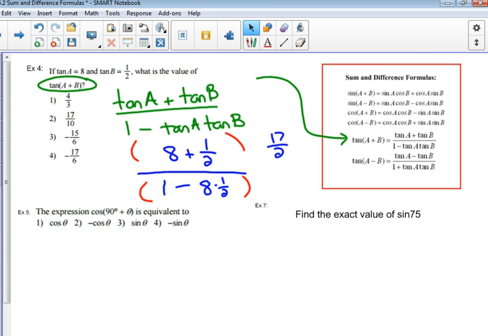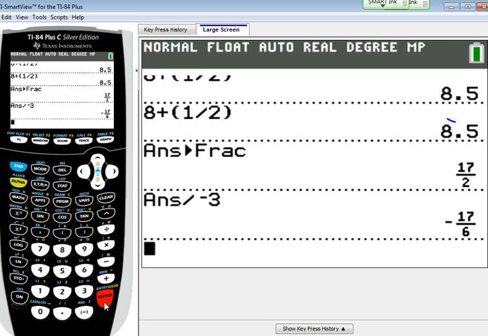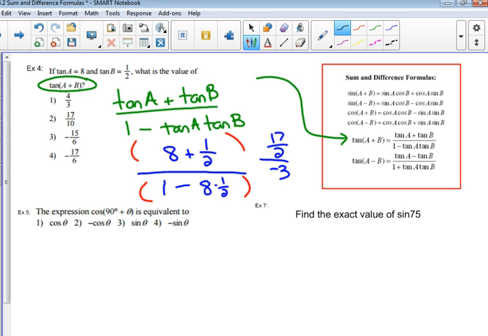And on the bottom, what would you guys want to do first, multiplication or subtraction? Multiplication, good. Now, we could probably do this first in our head, but half of the 8 is just 4, and 1 minus 4, negative 3, yeah. All right, so we have 17 over 2 divided by negative 3, we get negative 17 over 6. Hopefully that's the answer.